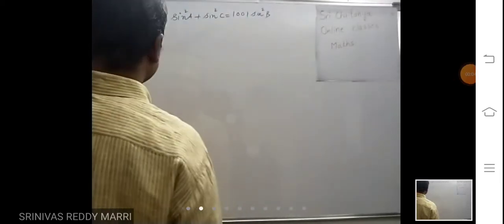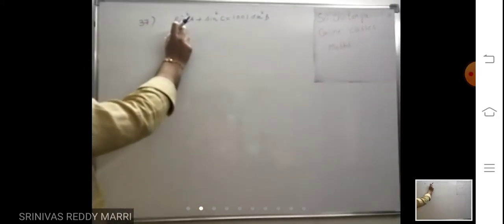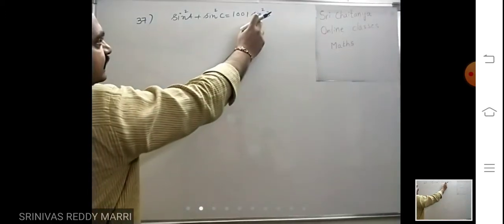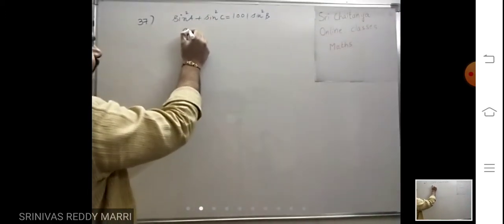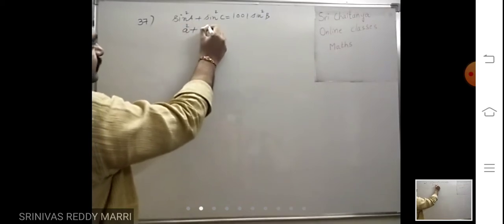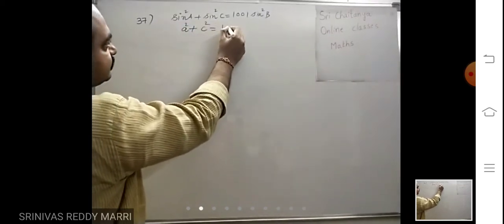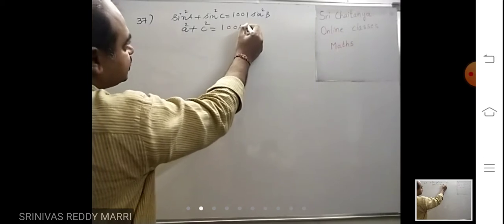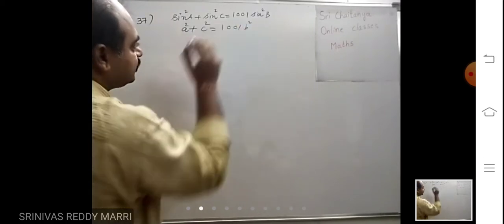So this is given like this. Now sin A is a by 2r. This is a square by 4r square, this is c square by 4r square, this is b square by 4r square. So this gives a square plus c square equals 1001 b square.